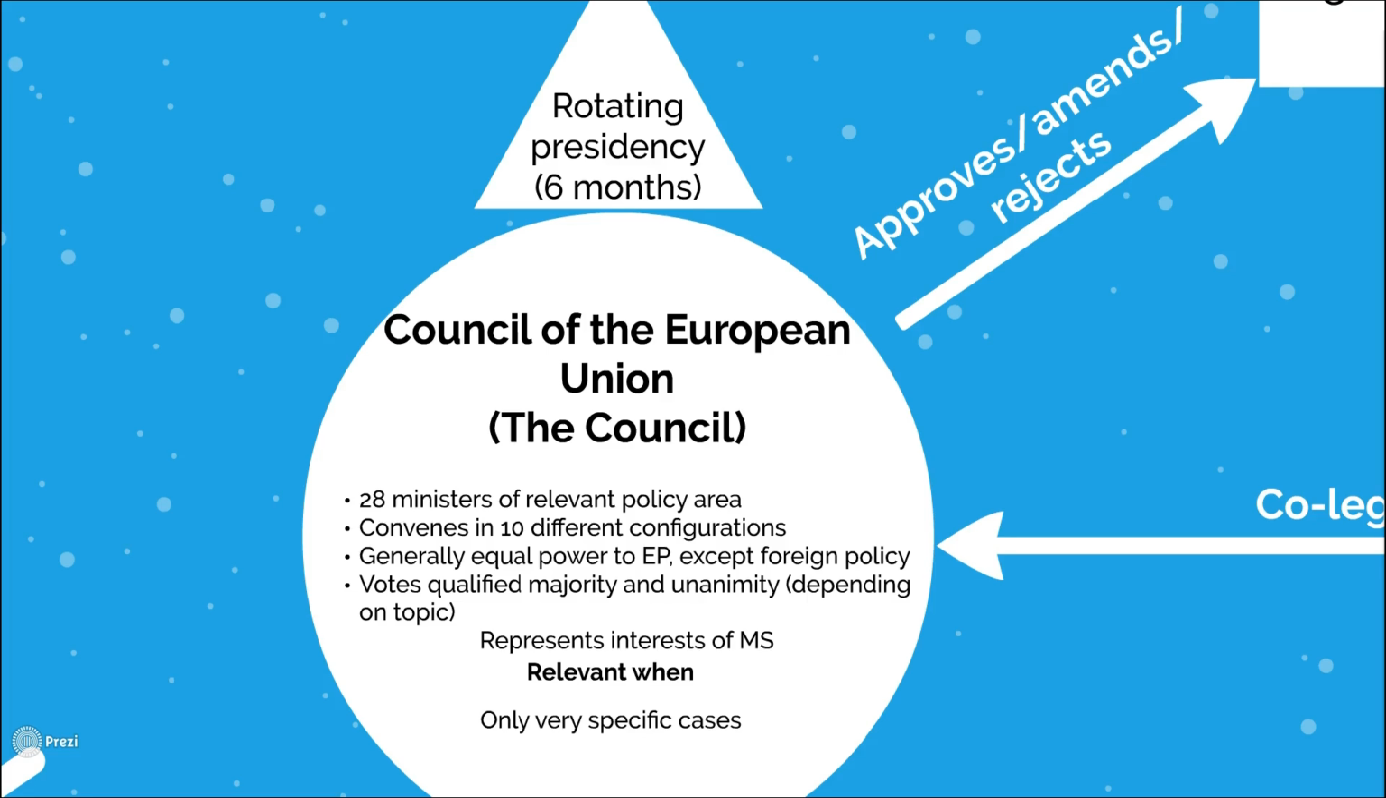The ministers sent by the Member States represent the interests of the Member States. The Council generally has equal power to the European Parliament when it comes to the legislative procedure, except in the area of foreign policy. The Council usually votes with a qualified majority, which means a 2/3 majority, or unanimity, depending on the topic. The Council of the European Union is only relevant within EUAP in very specific cases.